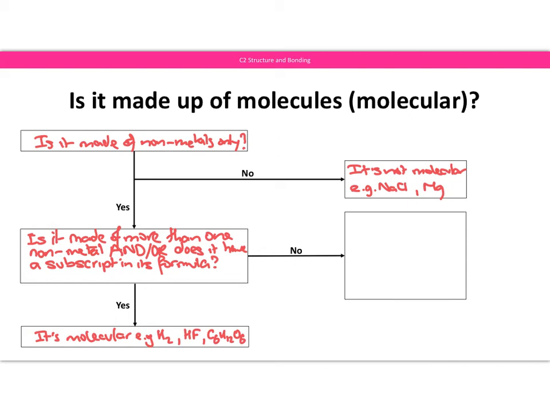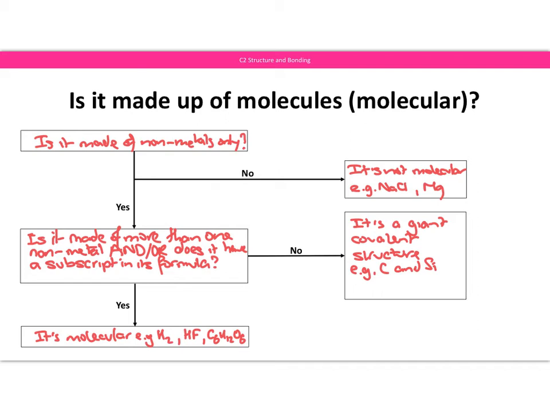If it's a no at this stage, so we have confirmed it's made of non-metals only, so we have confirmed that it has covalent bonding, but then if we fail to say yes to both of those questions that we then ask, then it's what we call, and we'll learn more about this in another video, a giant covalent structure. And so examples of that are carbon and silicon.